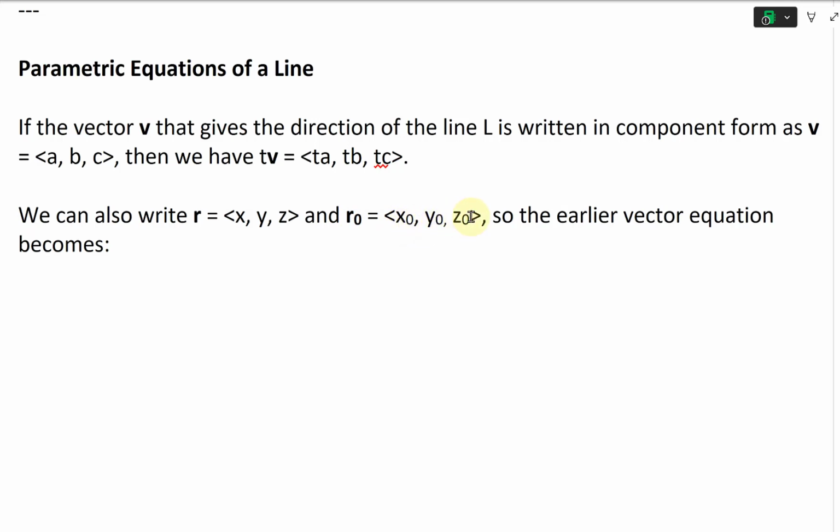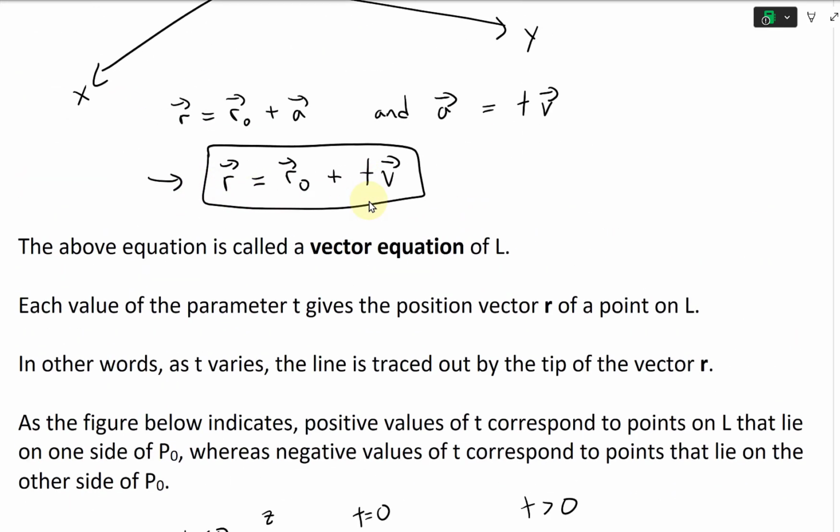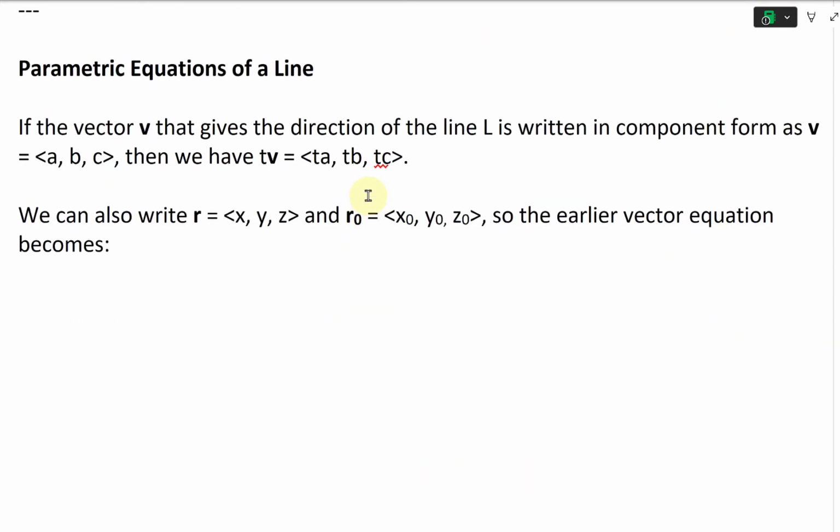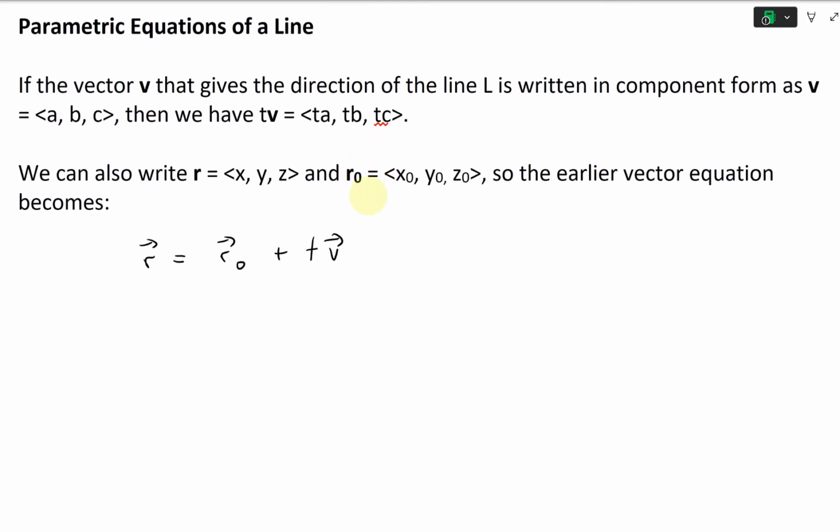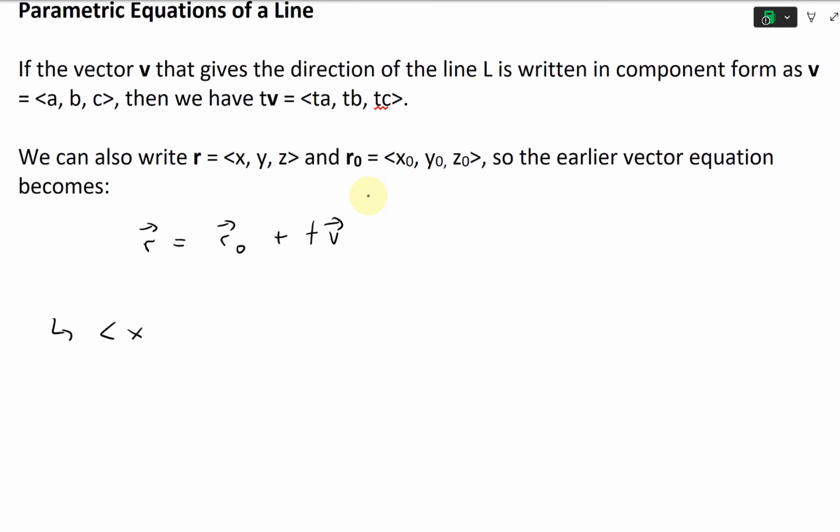So the earlier vector equation, this vector equation right here, we write all in component form. Let's write the whole thing: r equals r naught plus t v vector, and then all in component form. This is the same as writing x, y, z equals x naught, the first starting point, y naught, and then z naught, like that.